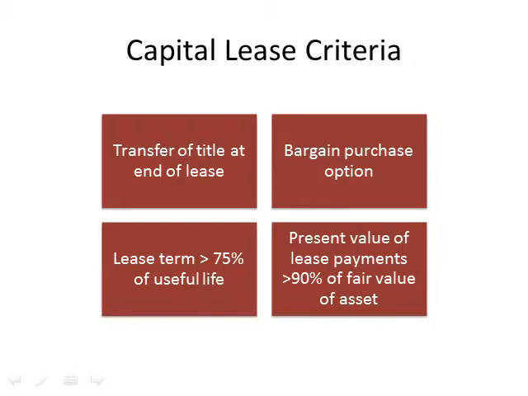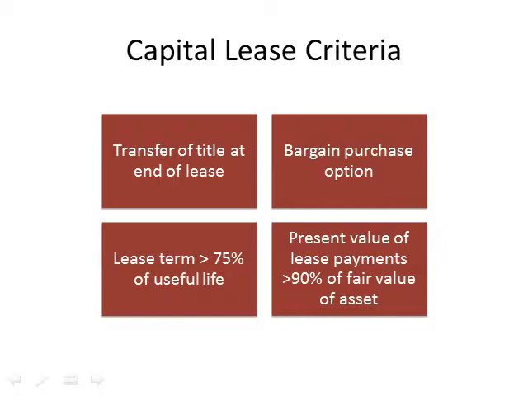So how do we distinguish a capital lease from an operating lease? FASB provides the U.S. GAAP guidelines. To be classified as a capital lease, the lease must meet one of the following criteria. The lease transfers title of the leased asset to the lessee at the end of the lease term. Thus, the lessee becomes the legal owner of the leased asset. Or, the lease contains a bargain purchase option. The lessee can be expected to purchase the leased asset and become its legal owner.